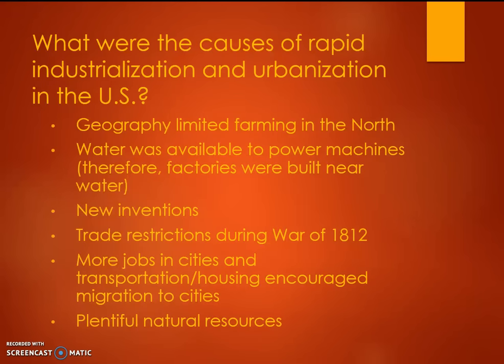Some of your causes for rapid industrialization and urbanization in the United States during this time frame include that geography limits farming in the north. If you recall back from our colonial era, we talked about the New England colonies having rocky soil and fast-moving rivers. Those fast-moving rivers are going to have the water that's necessary to power the machines. You need that fast current of the river to power the machines that begin the Industrial Revolution.